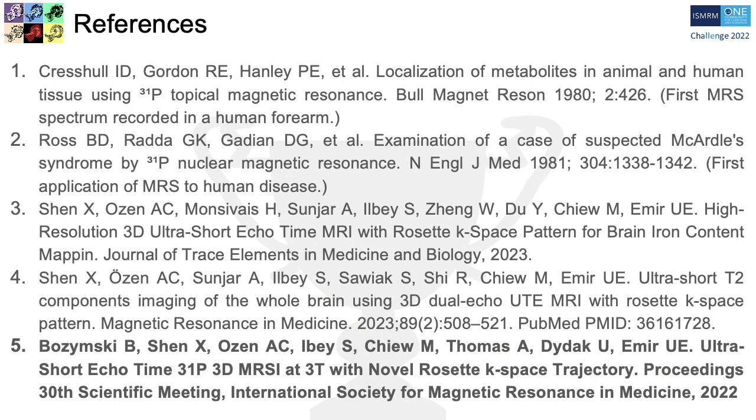As for references, I would like to highlight that the first two are the first MRS methods that have been used in humans and disease conditions, and the last three are the Rosette K-space trajectory that has been developed at Purdue University and used for phosphorus spectroscopic imaging.